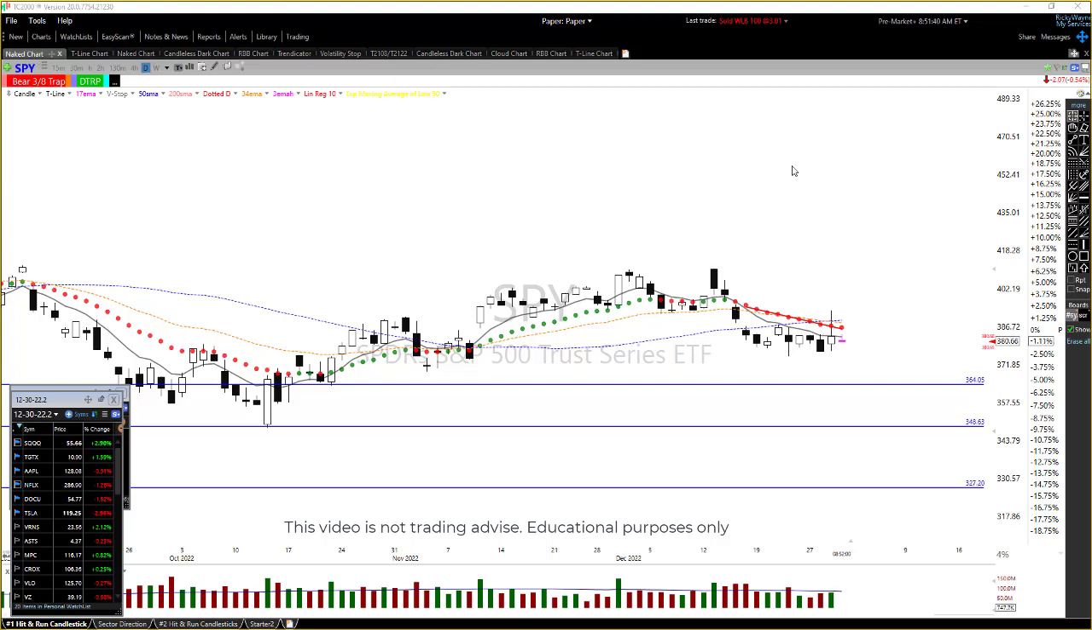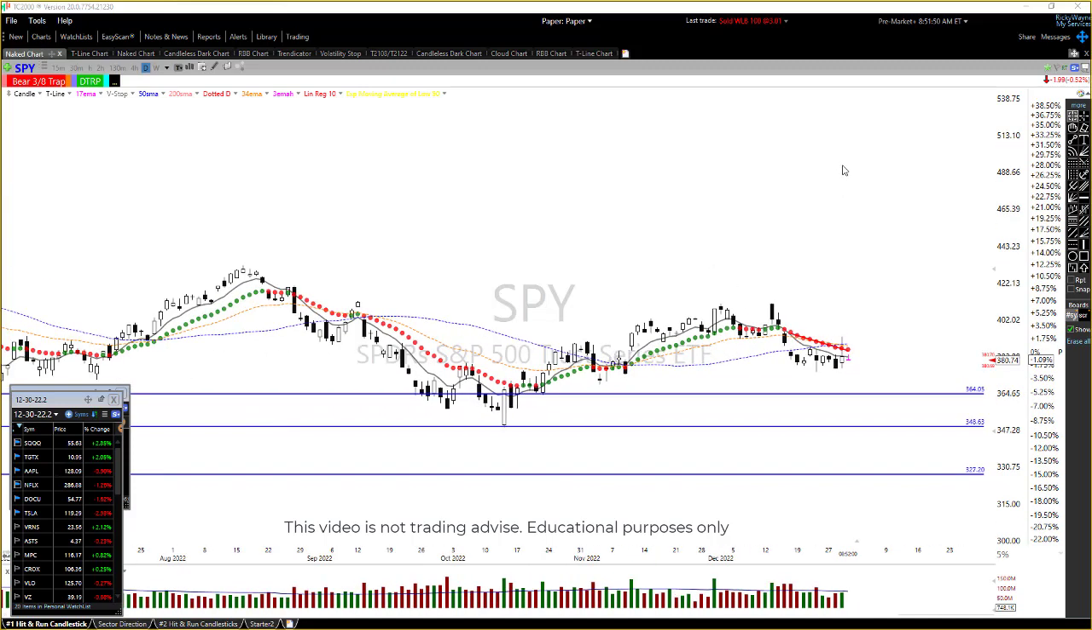Okay, I've got, what is it? 1, 2, 3, 4, 5, 6 charts. Let's just jump right in and take a look at targets for these charts. Let's start with the SPY downside target.